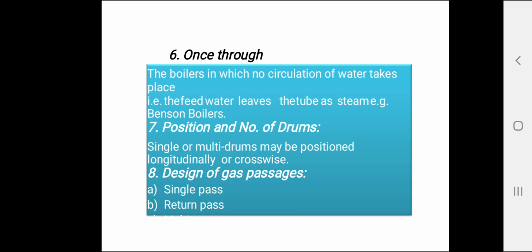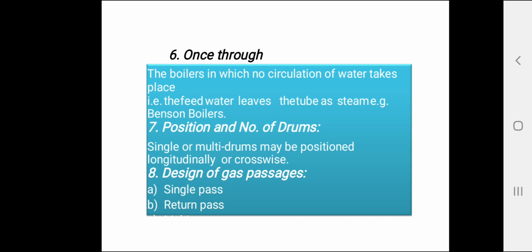Then design of gas passes. According to design of gas passes, there are different types. So there are single pass, return pass or multi-pass boilers. Three types of boilers are there according to gas pass: single pass, return pass or multi-pass boilers.